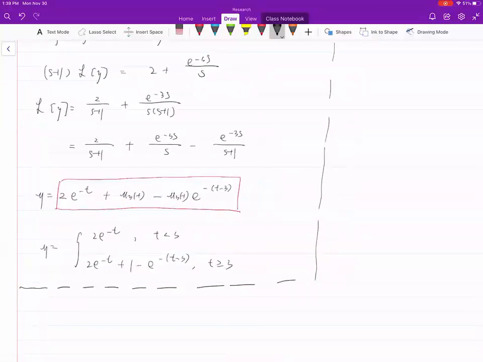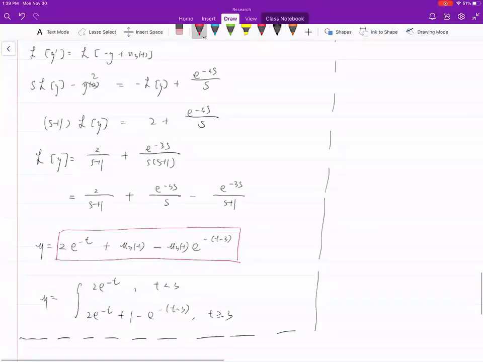Does everything make sense? Laplace transform should be okay. I think everything up to here should be number 1. The hard part is how to do the inverse transform. For now, we only know a few.